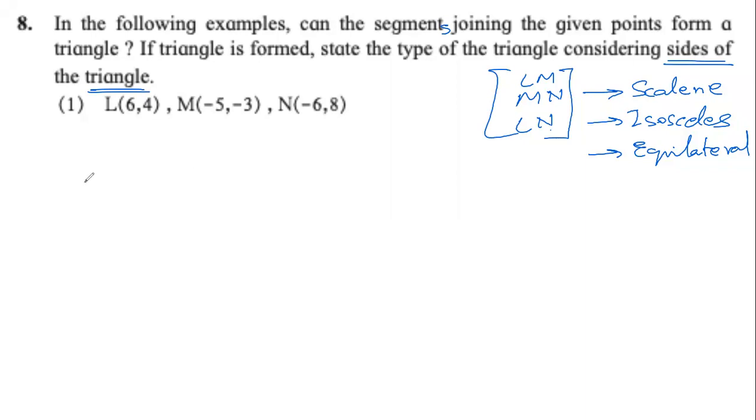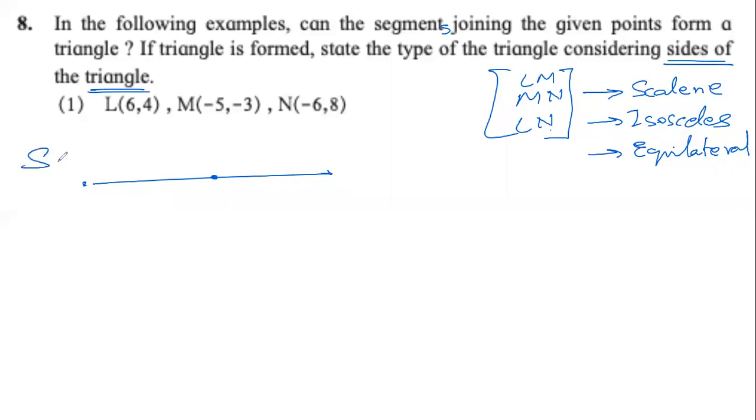If these 3 points are on the same line, suppose this is the case. If they are on the same line, then they will not form a triangle. They will form a straight line. They are forming a straight line segment. So the first part of the question, which says check whether they form a triangle, is another way of asking, check whether they are collinear or not. If they are collinear, they will not form a triangle. If they are not collinear, only then they will form a triangle.